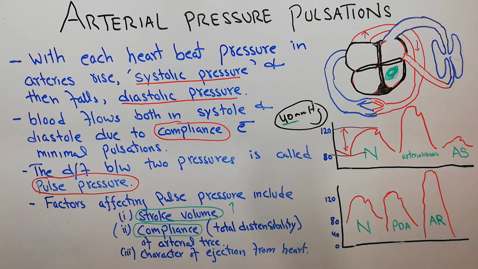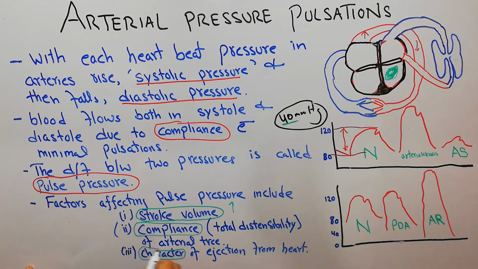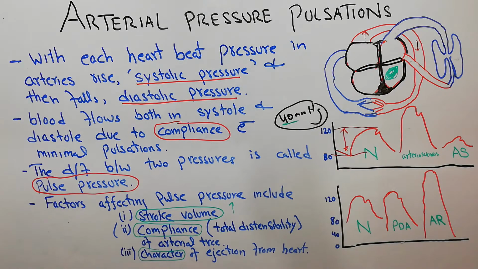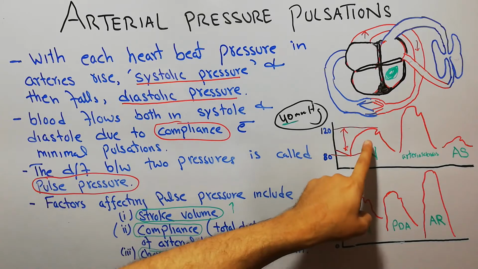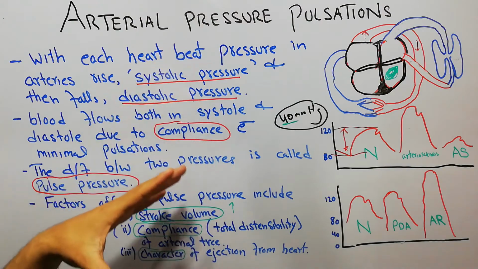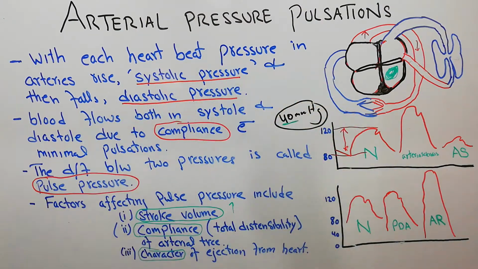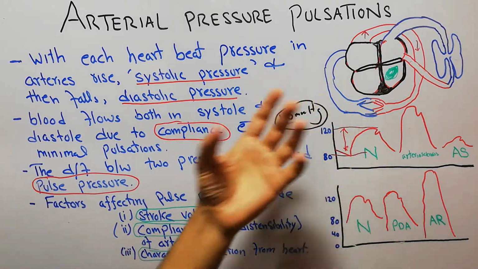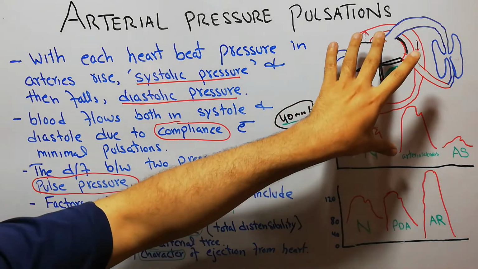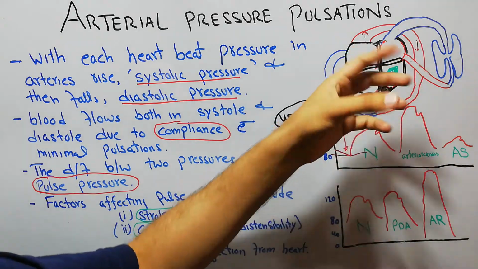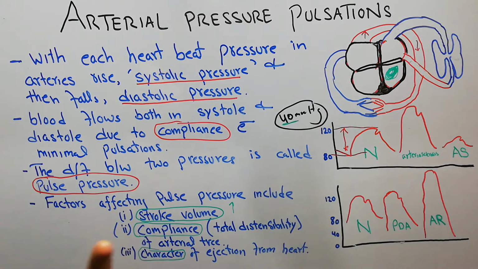The third factor, which is not that important, is the character of the ejection from the heart, in which way the blood is ejected from the heart. Now we have discussed the normal pulse pressure, how the pulse pressure gets generated and the mechanism behind it. Now we are going to discuss the abnormalities that come due to some problem in the blood vessels, or in the valves, or in the pumping mechanism of the heart.